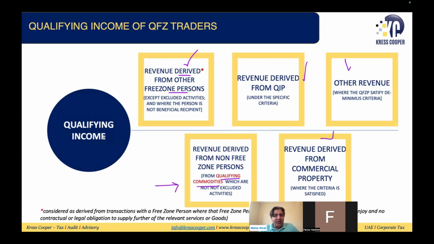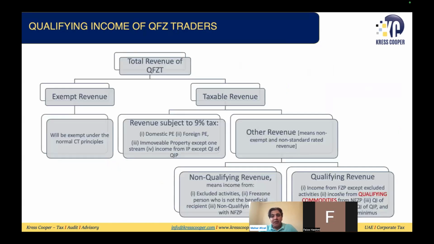Now the qualifying free zone trader can sell the goods out of the free zone, other than to a domestic PE or the foreign PE, for MMEA, qualifying commodities. Basically, this qualifying commodity they can sell out of the free zone to any person other than a domestic PE or the foreign PE, and the income generated by this qualifying free zone trader will be considered qualifying income. So if we put this into the diagram, it will also remain the same.